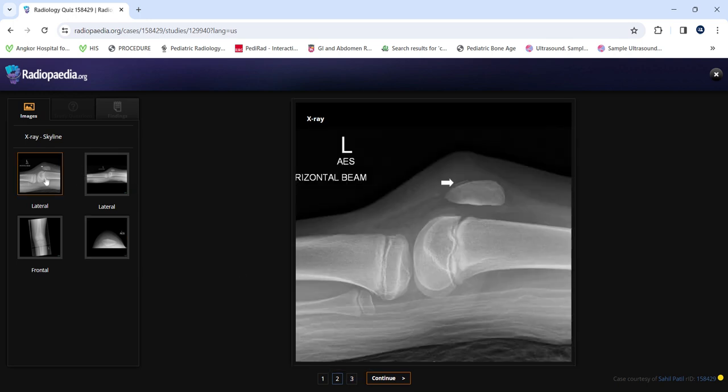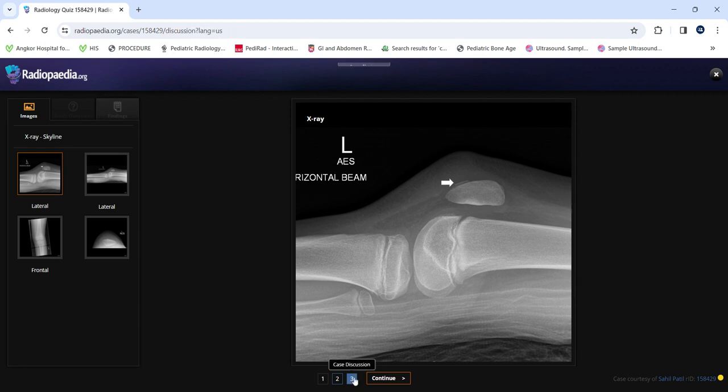So let's see this again. The fragment that you see is on the lower part of the patella, the cartilage. And if you look carefully, we can see a small knee effusion.